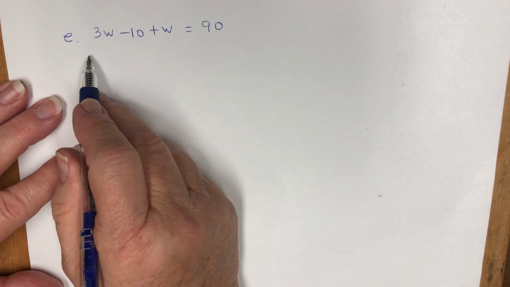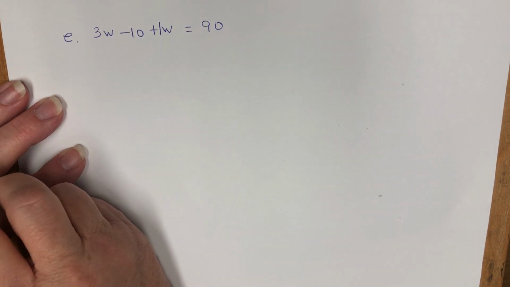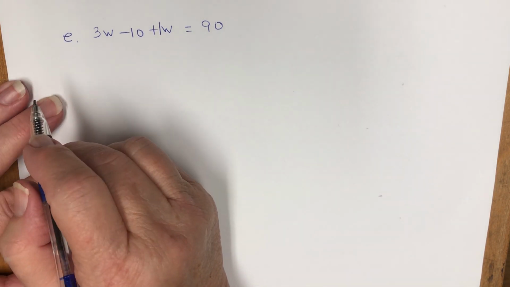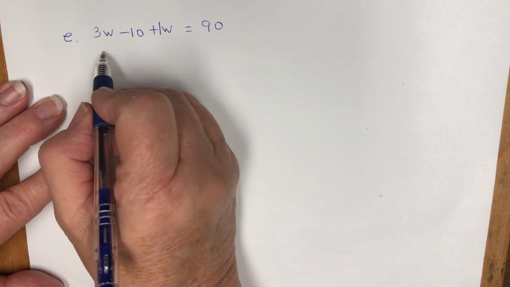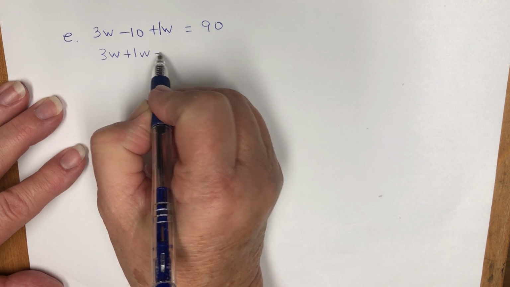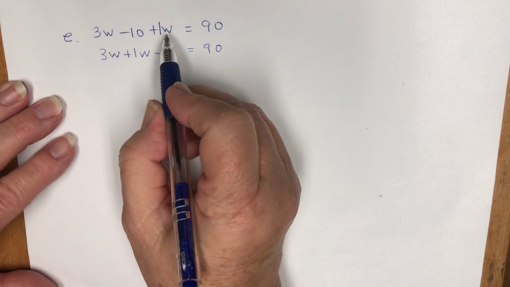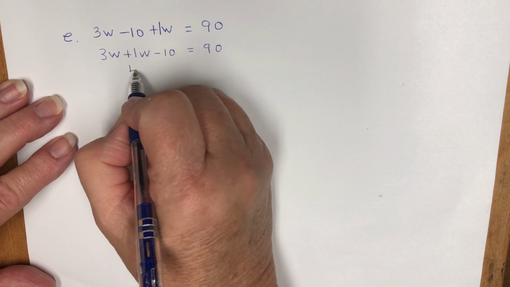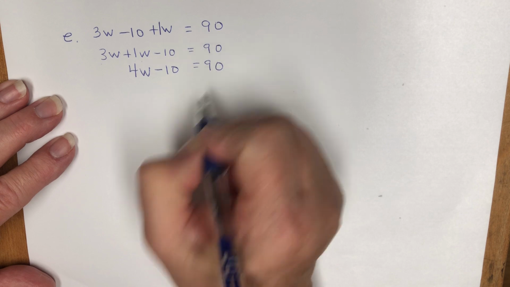The first thing I notice is I don't have a number in front of one of my variables, so I'm going to give it its 1. And then I'm going to use the associative property and move it over. So I've got 3W plus 1W minus 10 equals 90. Notice nothing changed except their positions. So now I have 3W plus 1W, which gives me 4W minus 10 equals 90.